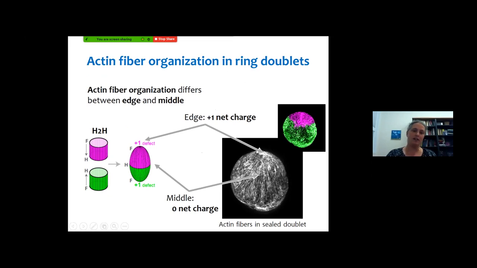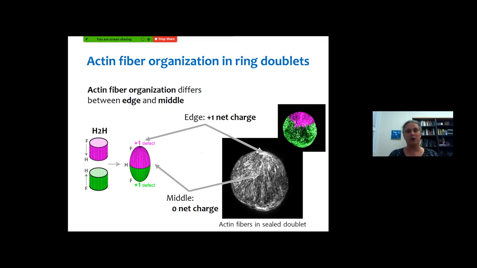Going back to the actin fiber organization, there's a very clear difference between the edge and the middle with respect to the orientation of the actin fibers and the defects that we have. When we look at an edge, it will seal and form a region with a net charge of +1, as you see here. Whereas at the middle, as the two rings seal to each other, we'll have a region with 0 net charge. You can see an example of the doublet. The upper part has an edge with a +1 defect, and you see the nice connection between the two regions in the middle. So the actin fiber organization clearly differentiates between the middle and the edge.